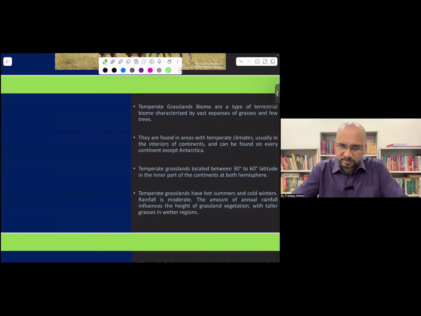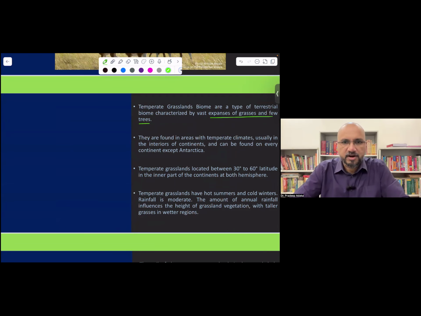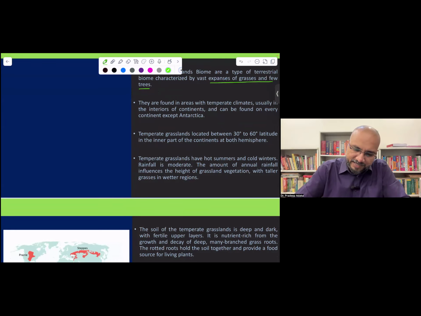As we have seen one type of grassland, most of the features are similar, right? Now we'll quickly go through this. So they are a type of biome where the grasses are the dominant flora. So we have vast expanses of grasses and very few trees. Large trees are very few in number, or you will see them here and there, but mainly it is dominated by grass. So these are the areas with temperate climates, as the name suggests.